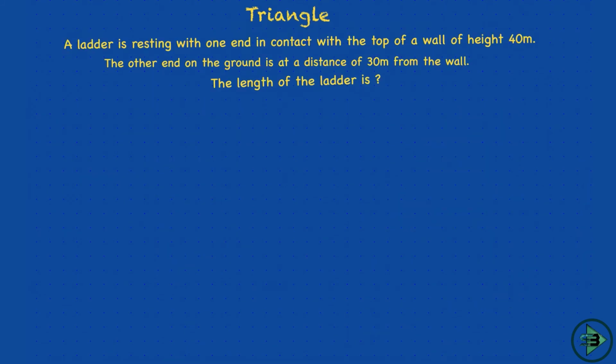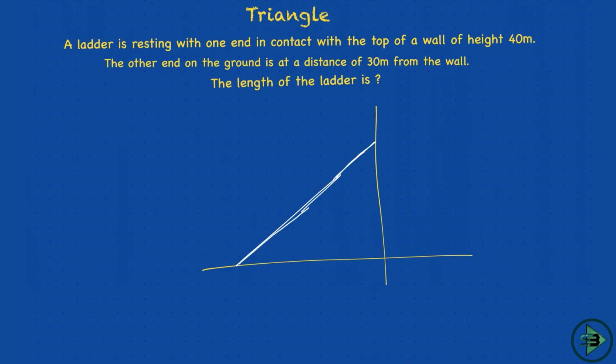Okay, let's now solve a problem again on triangle. This problem says that a ladder is resting with one end in contact with the top of a wall of height 40 meter. The other end of the ladder is on the ground at a distance of 30 meter from the wall. So let's draw a wall first. There's a wall here, and this is a ladder that is resting on the ground such that one end of the ladder is on the wall, something like this. And this distance is 40, which is at one end in contact with the top of the wall at a height of 40. So this is 40.